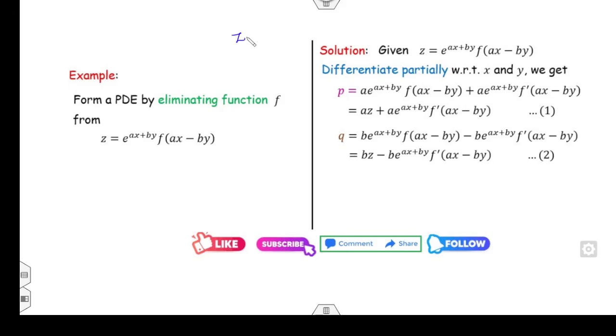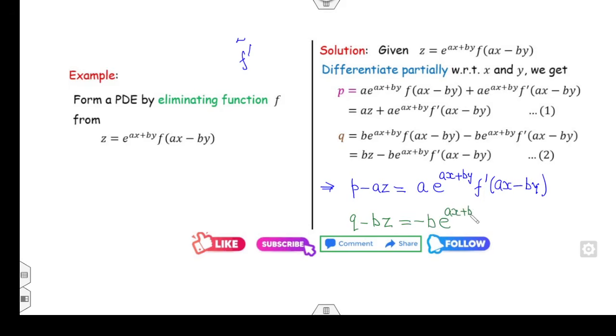Fine, now in equations 1 and 2, what is left with you? Your target is only to eliminate f prime. Clear? So I can write the first equation like this: p minus az is equal to a e raised to power ax plus by f prime of ax minus by. Similarly, I can write from the second one, q minus bz is minus b e^(ax plus by) f prime of ax minus by. So can you eliminate f prime from both equations?